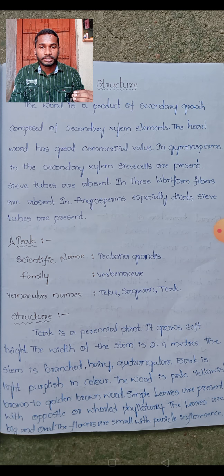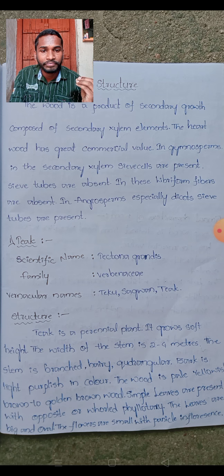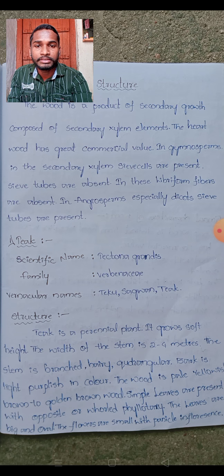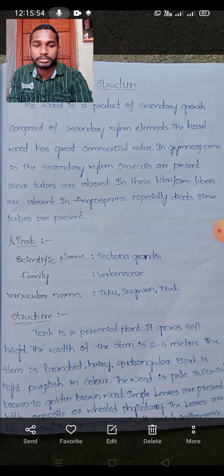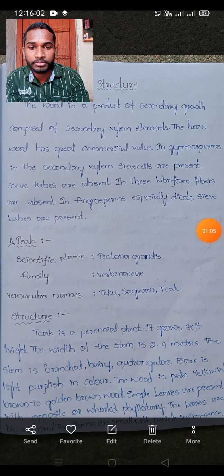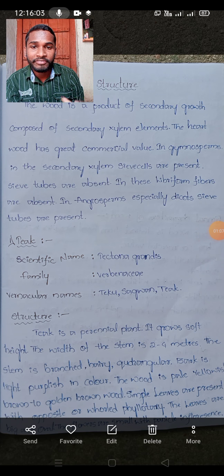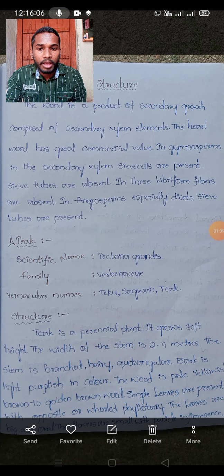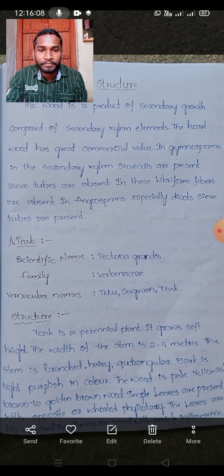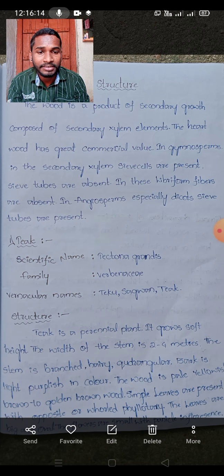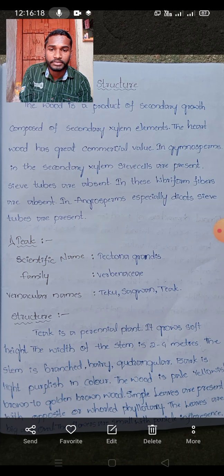In those, libriform fibers are absent, and in angiosperms, especially dicots, sieve tubes are present.